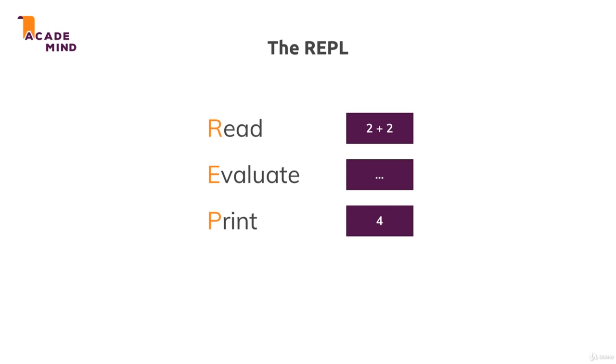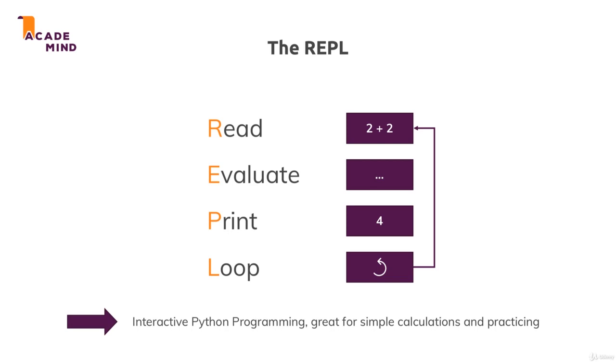And the L part, the loop, is basically where it goes back to start and waits for the next input. That is why we refer to that command line interface as the REPL. It is an interactive shell where we can just issue commands and let Python do the job. It's not really helpful for writing big Python programs, but it's a nice interactive way of working with Python and great for simple calculations and practicing. So let's go back to the REPL before we actually set up a real project with an IDE.